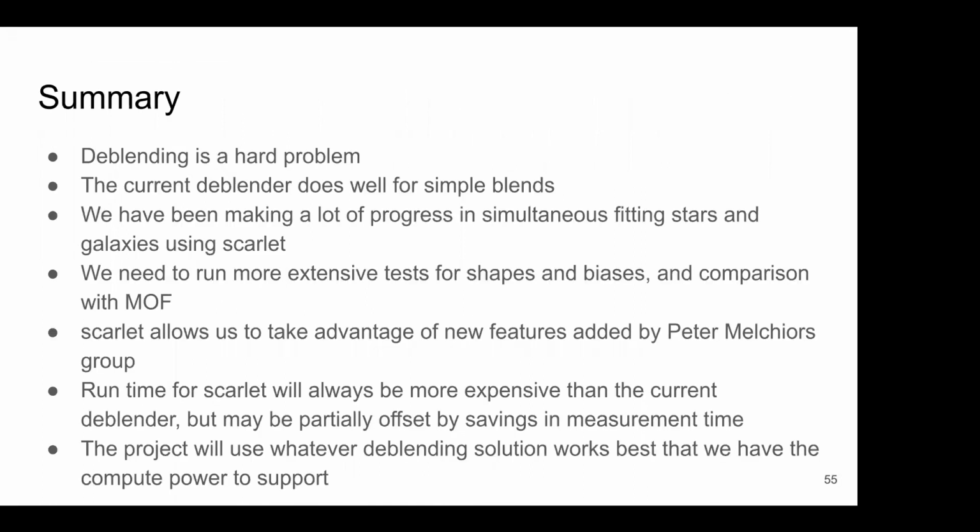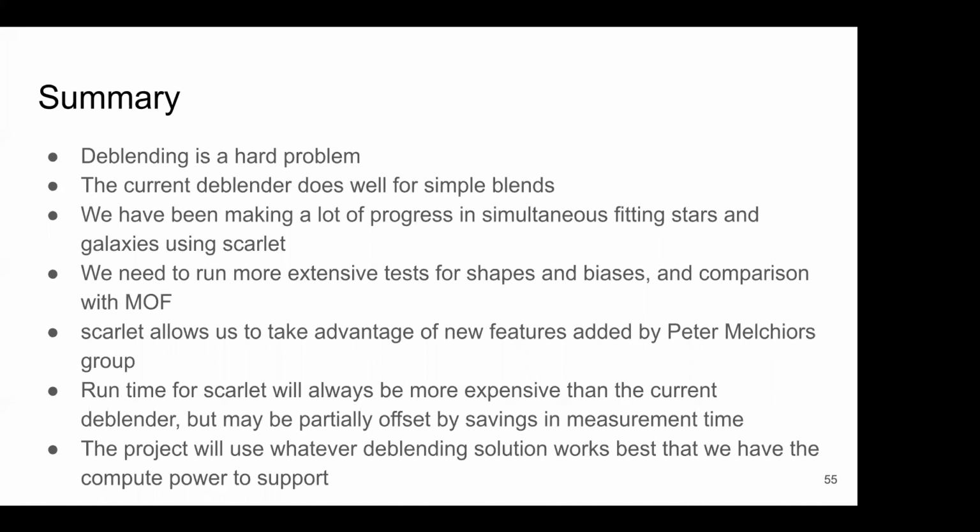So in summary, deblending is a hard problem. The current deblender does well for simple blends, and we've been making a lot of progress in simultaneous fitting of stars and galaxies using Scarlet. But we need to run more extensive tests for shapes and biases compared to the multi-object fitter, the shredder, so we can compare to what the state-of-the-art other projects are using. Scarlet allows us to take advantage of new features that are added by Peter's group.